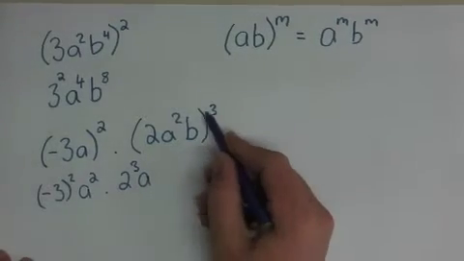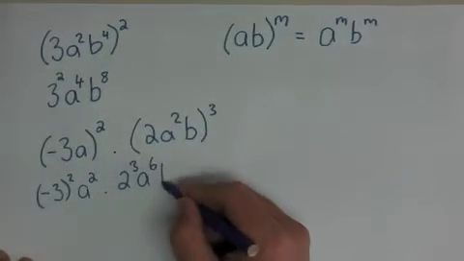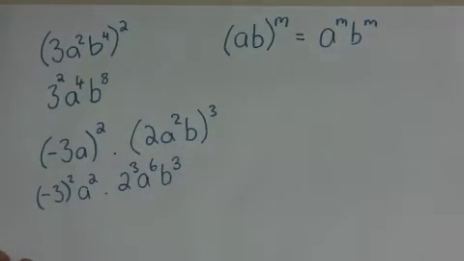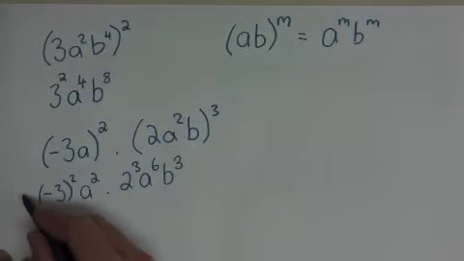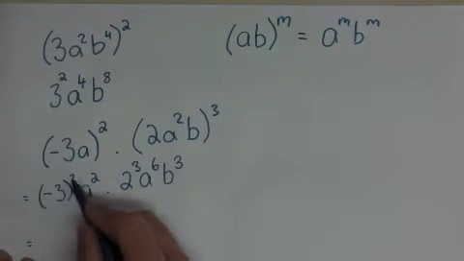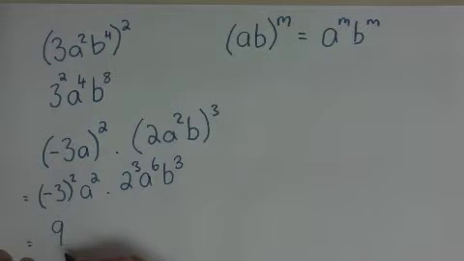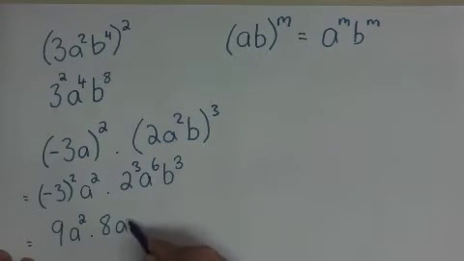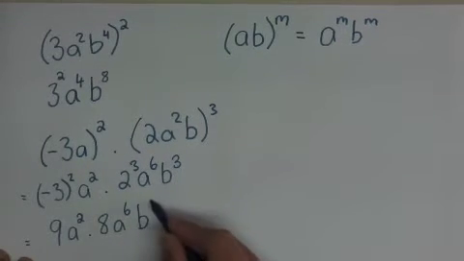A to the power of 3 times 2 is 6, and b to the power of 3 times 1, which would be 3. Simplifying further now, I would have that minus 3 squared is 9, a squared is, sorry, a to the 2, multiplied by 2 to the power of 3 is 8, a to the power of 6, b to the power of 3.